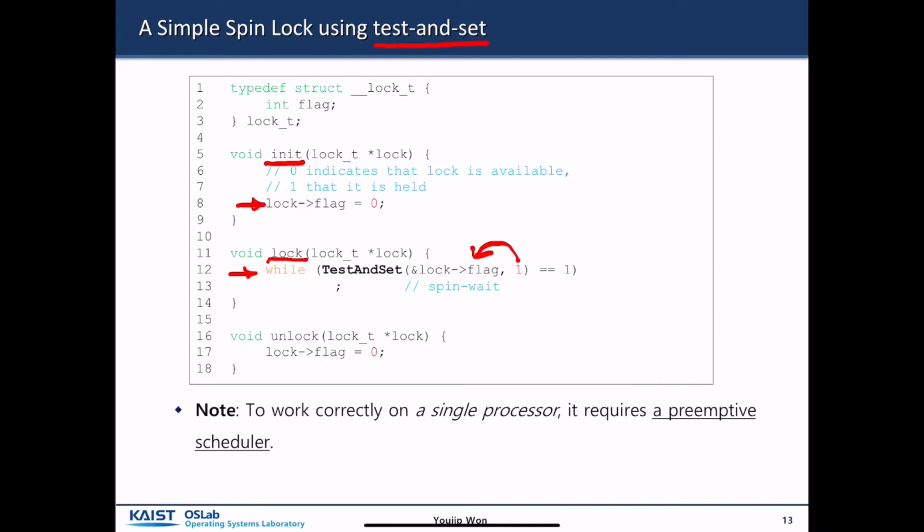So if the current value of the flag is 0, then it will return 0, and it'll get out of the loop. And at the same time, it sets the value of the flag to 1. If the current value of the flag is 1, then it returns 1 and sets the value of the flag to 1. And since it returns the value of 1, it will remain in the while loop. So that's how it works.